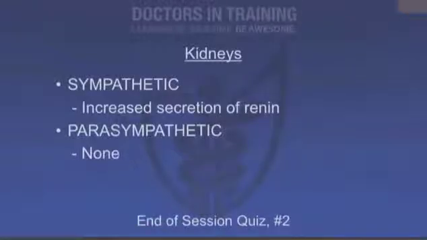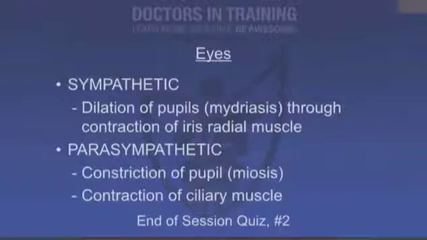Next, we'll move on to kidneys. So sympathetic stimulation will lead to an increased secretion of renin. Parasympathetic side, no reaction. Next, let's move on to the eyes. Sympathetic stimulation will result in dilation of the pupils, or mydriasis, and this is through contraction of the iris radial muscles. On the parasympathetic side, you'll get constriction of the pupil, or miosis, and this is contraction of the ciliary muscles. Next, salivary glands.